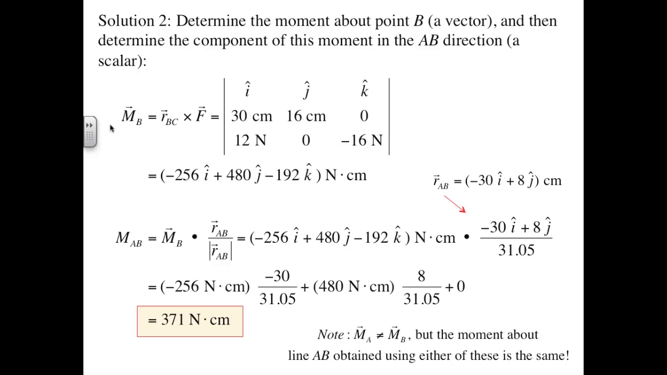The second solution is shown here, and we begin by taking moments about B. Note that the moment about B is not the same as the moment about A. In fact, in this case, we have non-zero components in each of the I, J, and K directions. That said, when we evaluate the projection of that moment along the axis AB, we get the same result that we had in our first solution.